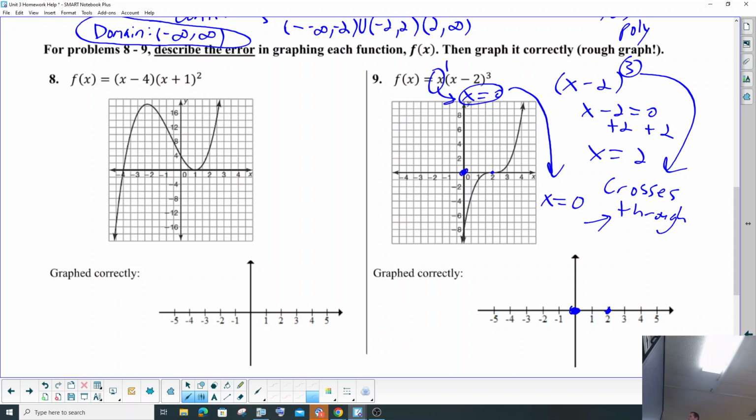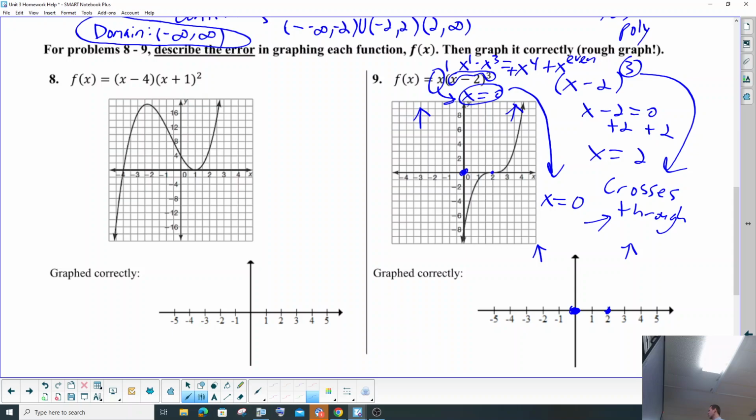And so it is x, ooh, wait a second. So that's x to the first times x to the third power. And so that's actually positive x to the fourth power. That's positive x to the even power. And so that means up, up. So they messed up on their end behavior as well. Should be up, up. So it should be up and up, right?